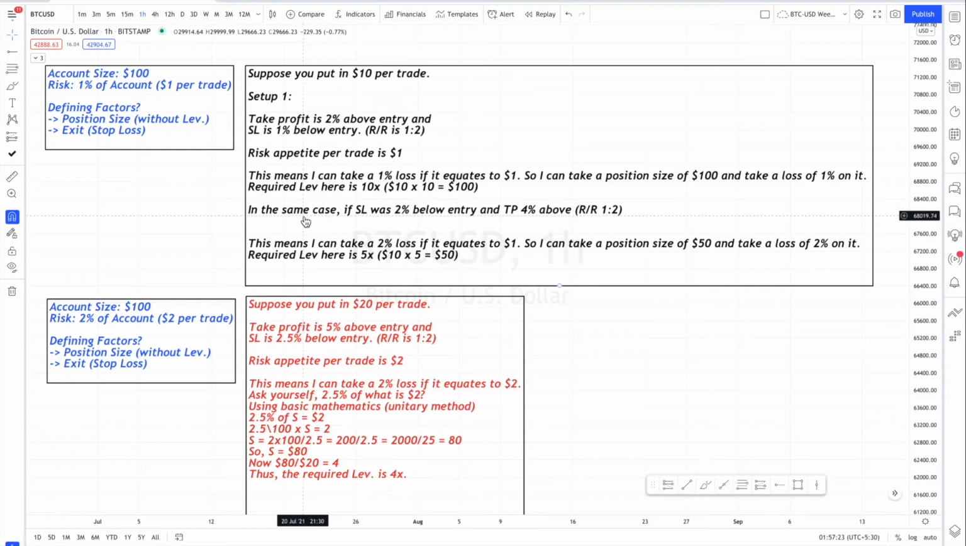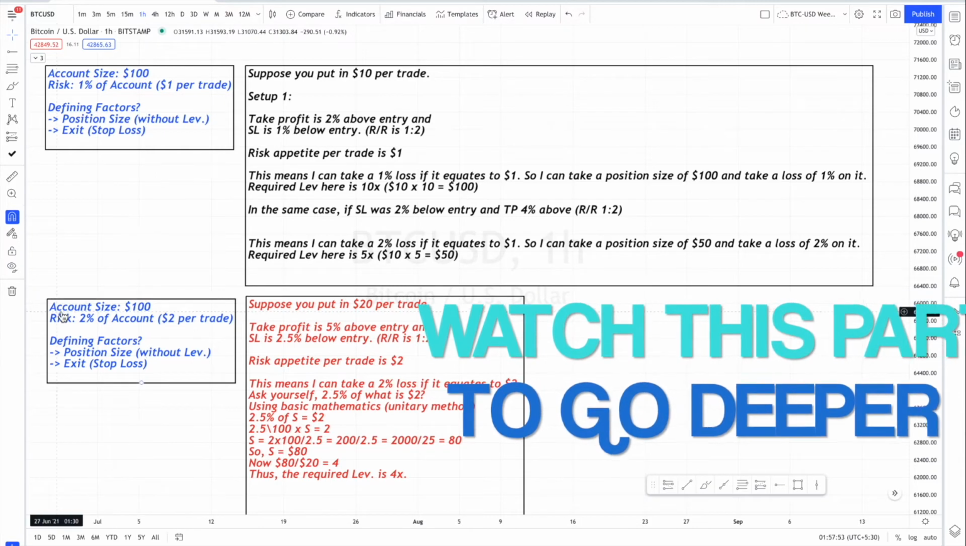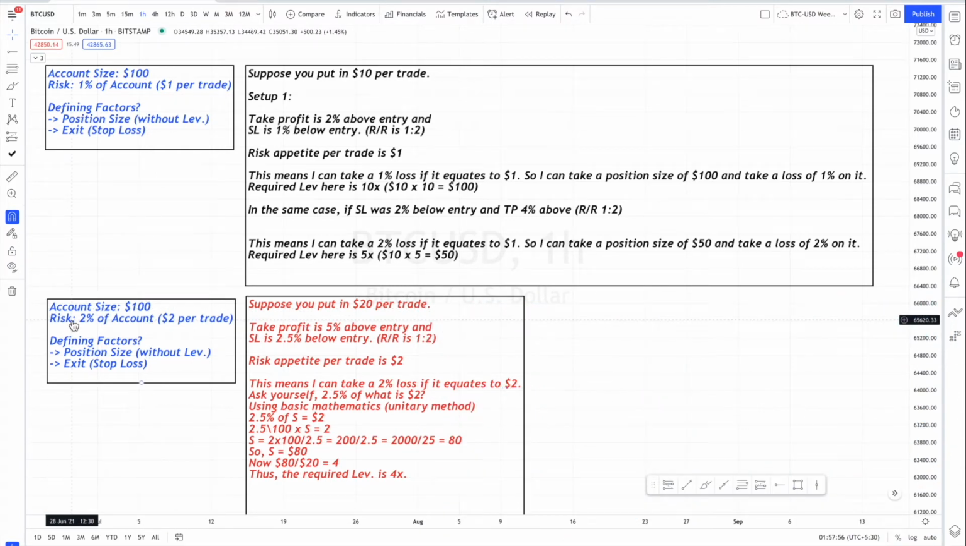Okay? In the same case, if your stop loss was 2% below entry and take profit 4%, again R2R is 1:2. This means that you can take a 2% loss if it equates to $1, correct? So you can take a position size of $50 and take a loss of 2% on it. So what will be the required leverage here? 5x. How? You take this $10 that you are able to invest per trade and multiply it by 5 to get $50.